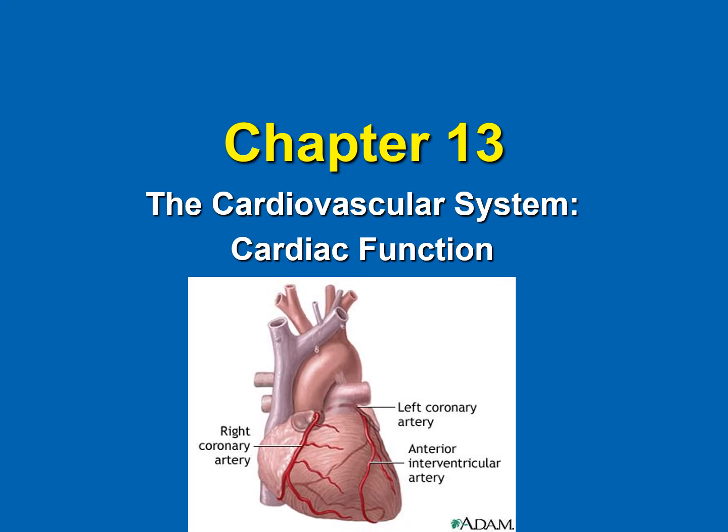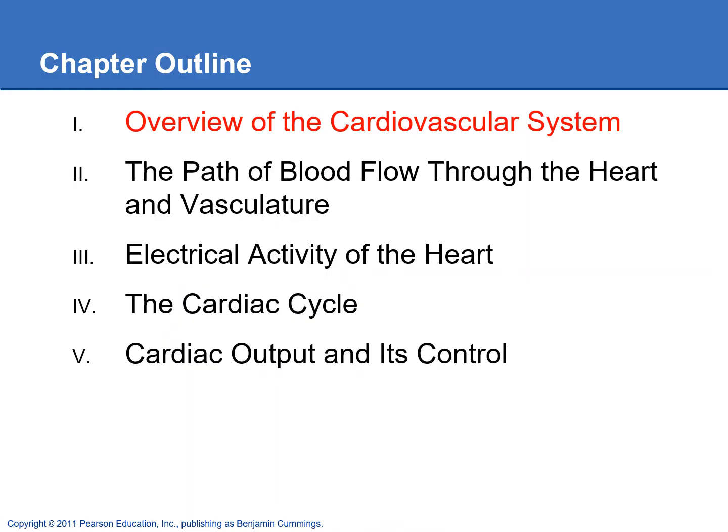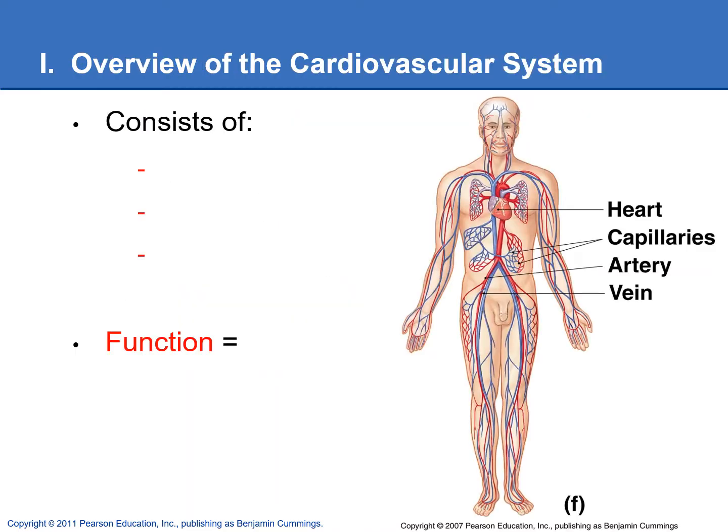In Chapter 13, we're going to cover the cardiovascular system, and specifically we're going to be looking at just the heart in this chapter. So just an overview of the cardiovascular system. It contains three parts. So the three parts are the heart, the blood vessels, and the blood.